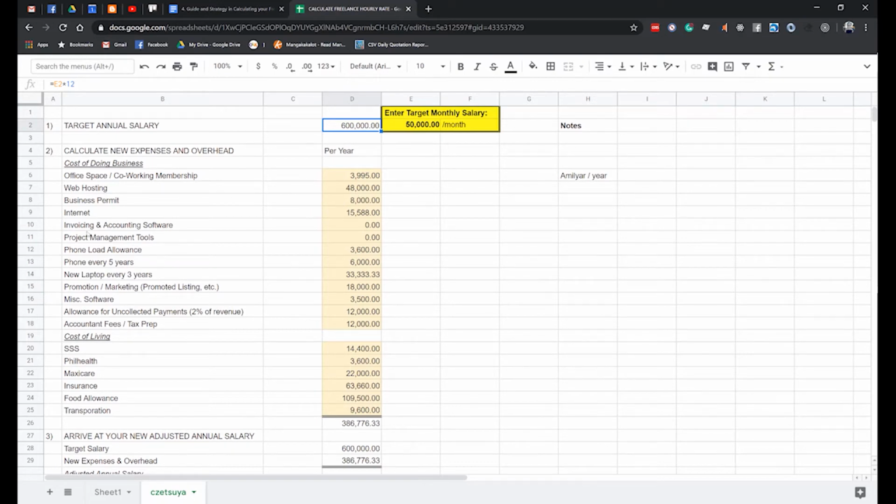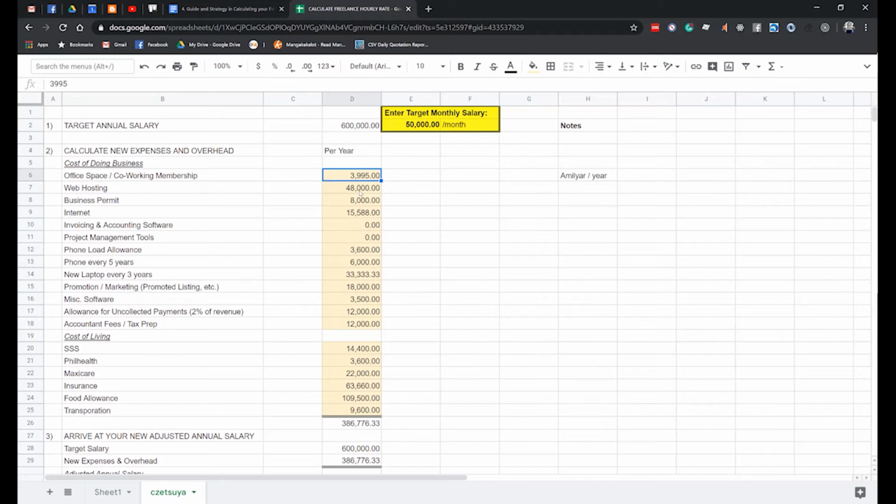So remember, some of these items might not apply to you because it's specifically for her and for her running her business. So she's paying for an office space or a co-working membership that costs around 3,995 per year.